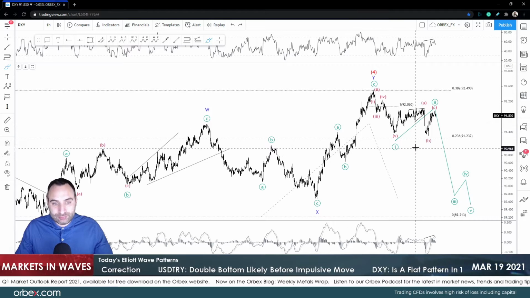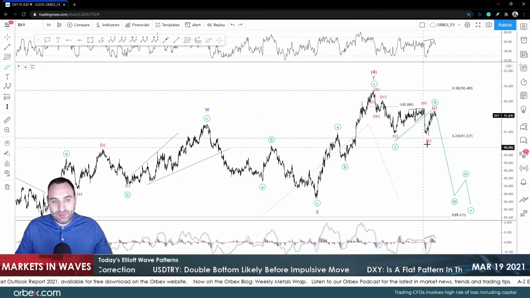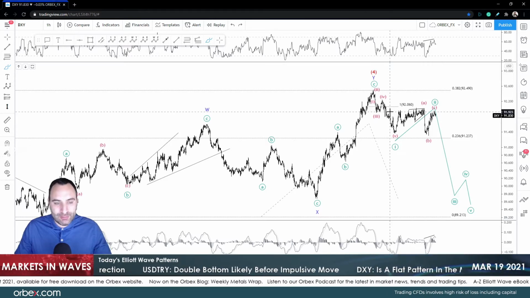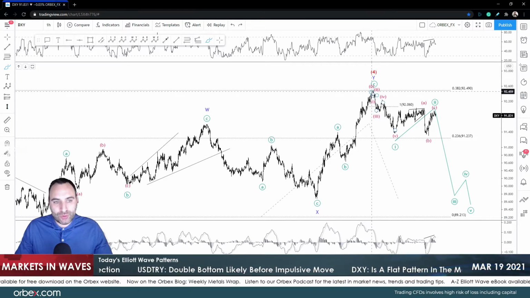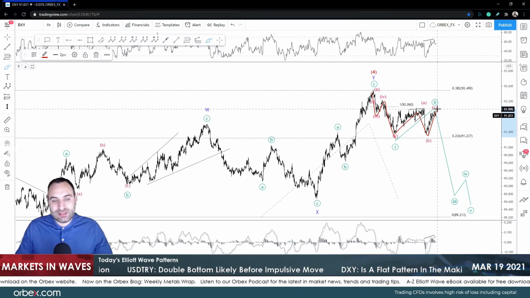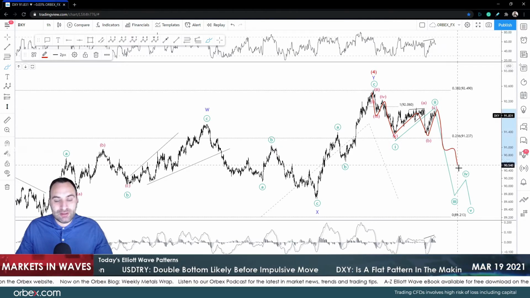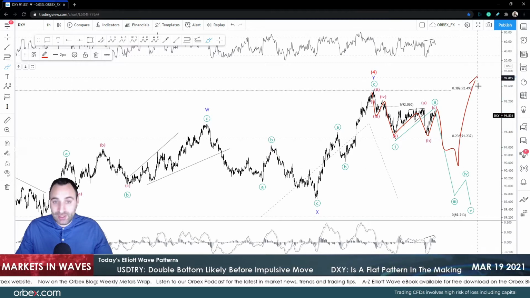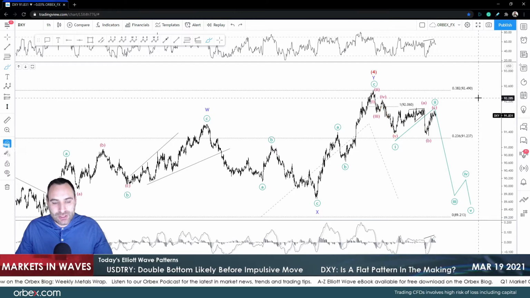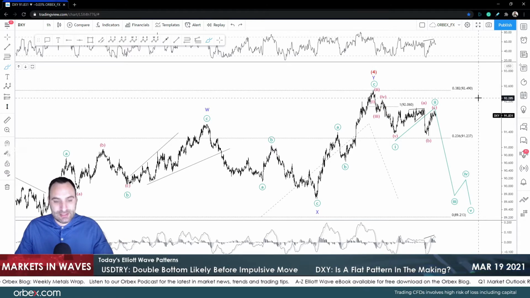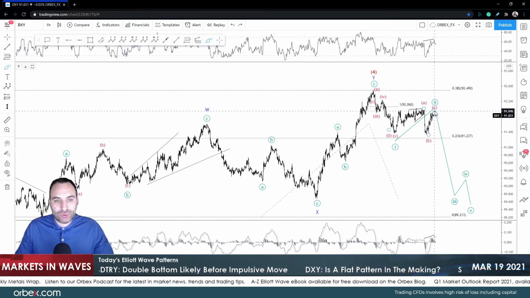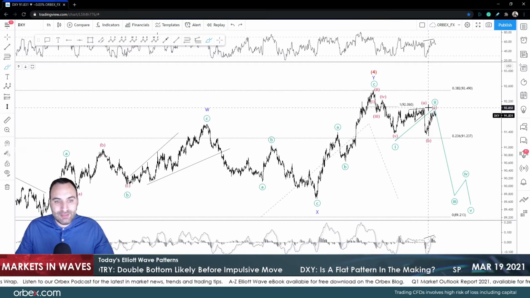Now, obviously, over here will look a bit corrective. This is why things become a little bit complicated, because one could say that this is an ABC, and this is another ABC, and then we're going to see perhaps another ABC and then continue higher. This is indeed possible. However, I see less chances of that happening, but this is the second count.